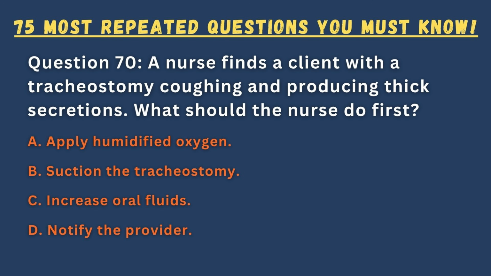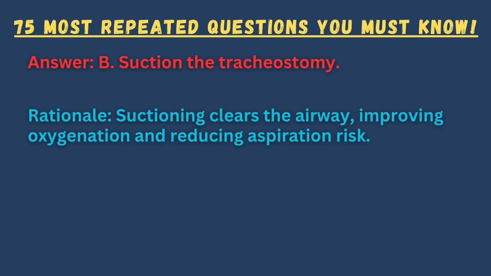Question 70. A nurse finds a client with a tracheostomy, coughing, and producing thick secretions. What should the nurse do first? A. Apply humidified oxygen. B. Suction the tracheostomy. C. Increase oral fluids. D. Notify the provider. Answer. B. Suction the tracheostomy. Rationale. Suctioning clears the airway, improving oxygenation and reducing aspiration risk.